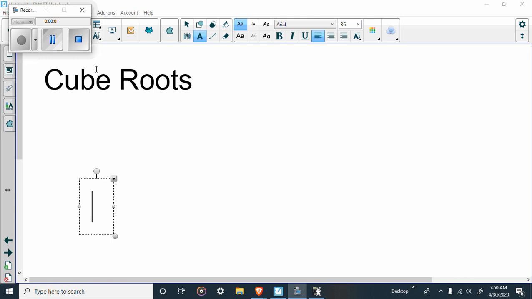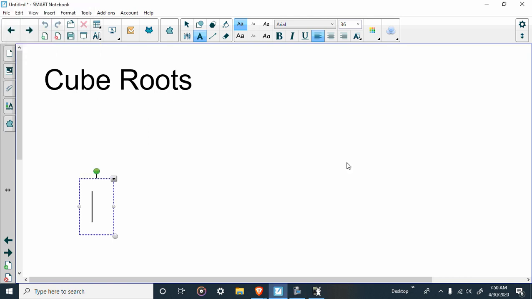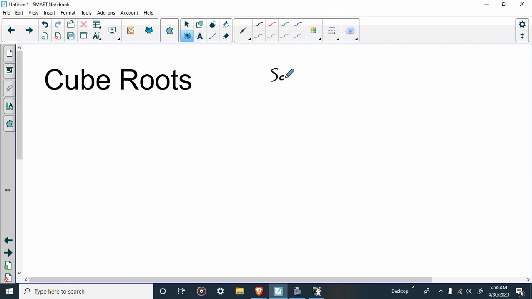Hey guys, it's gonna be a good one today. We're talking about cube roots. Okay, so we've been talking about square roots. That's what we have been talking about, square roots, and that led us into a conversation about imaginary numbers.